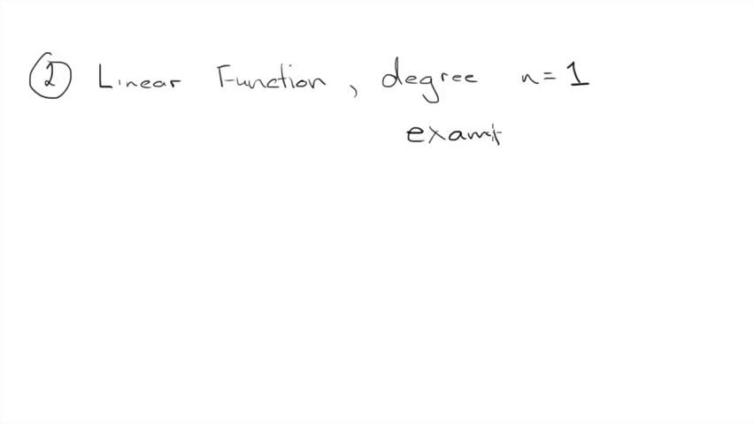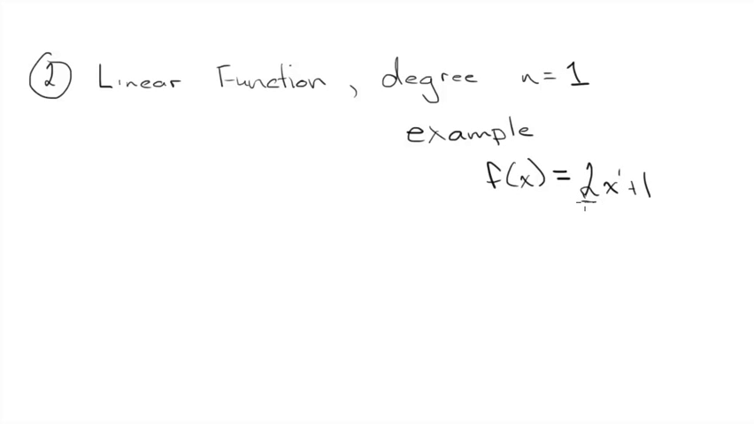The next one we're going to look at is a linear function. Again, you should be fairly familiar with these from grade 9. A linear function would be one of degree n equals 1. So an example of this is just a line. You've been familiar with the form y equals mx plus b. We're going to use f at x instead of y, but any function like this. So let's say 2x plus 1. The degree here is 1 because the highest power is 1.